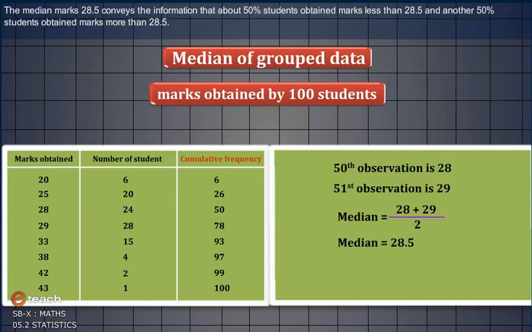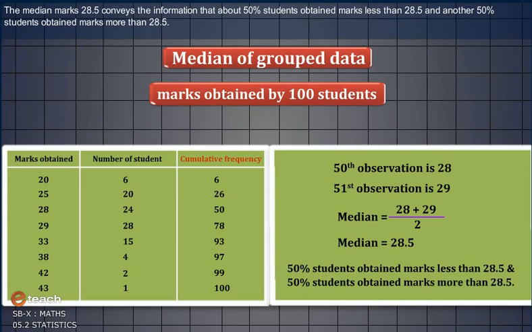The median marks 28.5 convey the information that about 50% of students obtained marks less than 28.5 and the other 50% of students obtained marks more than 28.5.